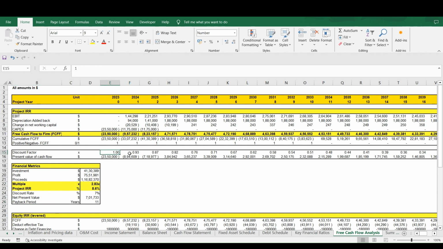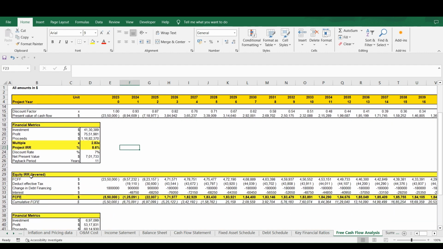So next we have a discount factor, which takes into account the discount rate that we have assumed in the initial assumptions. Then we have the present value of our cash flows, and this will be the financial metrics: the investment that we have made, the profits we have received, what the proceeds from this are. And we have a multiple on invested capital that shows us how much proceeds we are receiving compared to the investment that we have made. Then we have the project internal rate of return, which shows us at what rate of return the net present value will be 0. Then your discount rate, net present value, and the payback period.